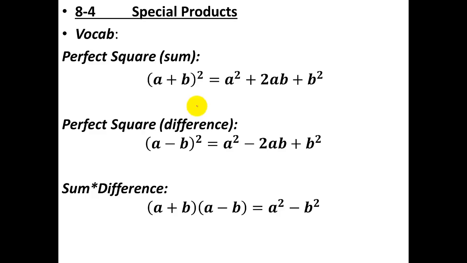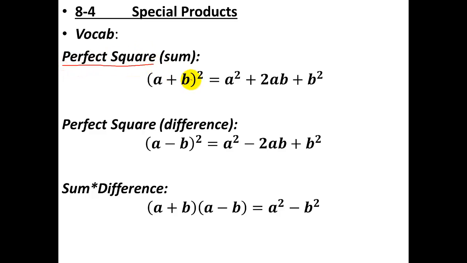These are all formulas which you don't have to memorize because the old method of multiplying polynomials always works, but it's a shortcut and it will save you time, and they come up frequently. So you're highly recommended to try to memorize these. The first one is a perfect square.